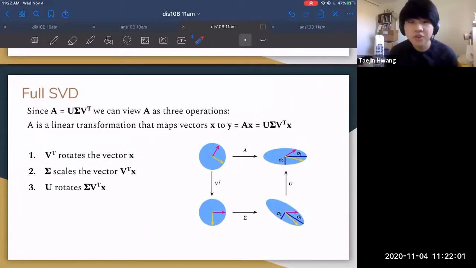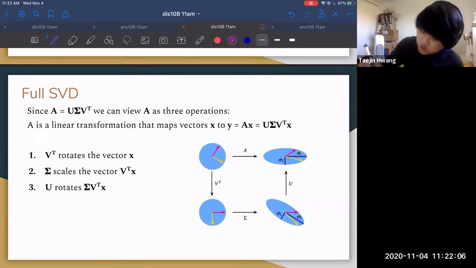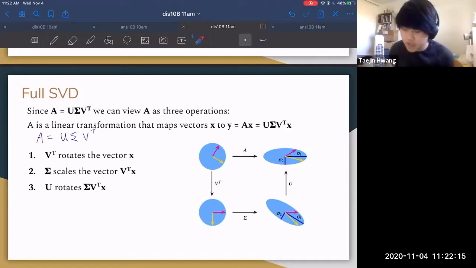So what this lets us do is view the matrix A as 3 operations. The full SVD of A can be written out as U sigma V transpose. Now let's think about A as some linear transformation that maps vectors x to y. So we're just going to say y is equal to Ax. You can think of this as a rotation, some scaling, and a rotation, or even a reflection. But for all practical purposes, we're just going to call them all rotations.